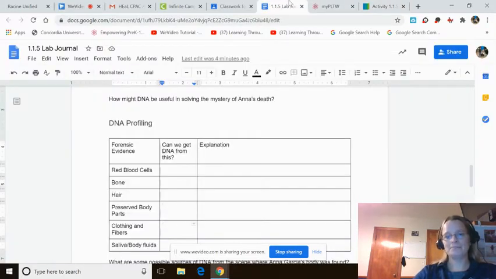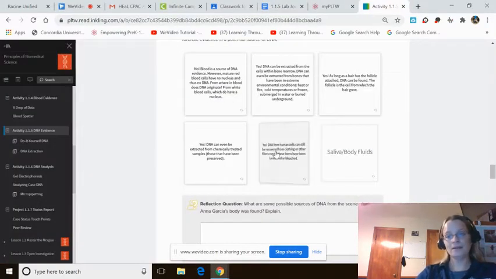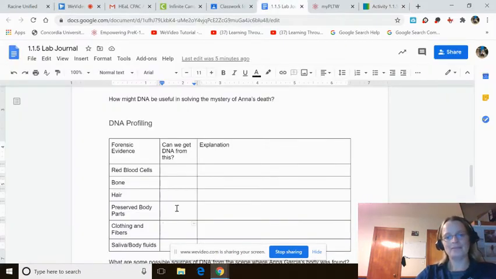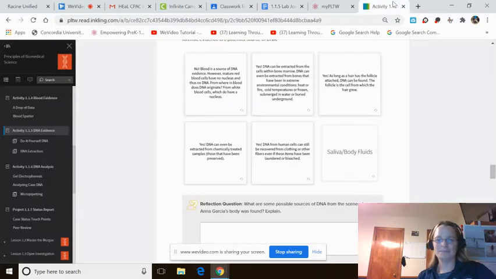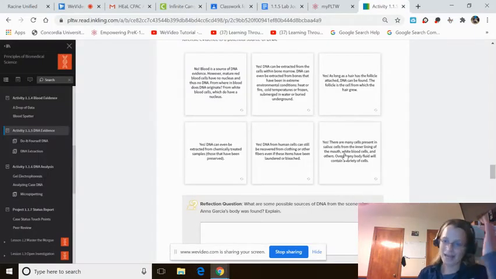Clothing and fibers? Yes. DNA can come from cells left on clothing and fibers, even if it's been laundered or bleached. And finally, saliva and body fluids. You probably know the answer to this one, but let's flip the card anyway. Yes, as long as there are cells, there can be DNA. So you can click, or you can put yes, cells equal DNA.